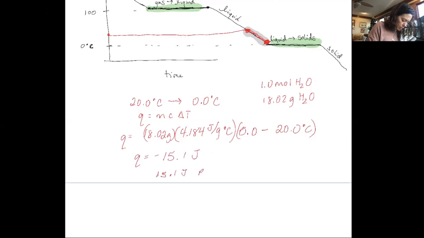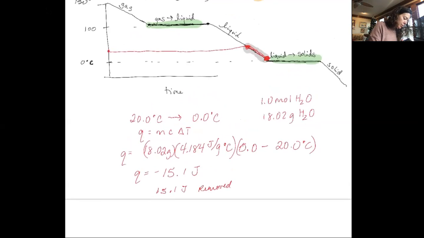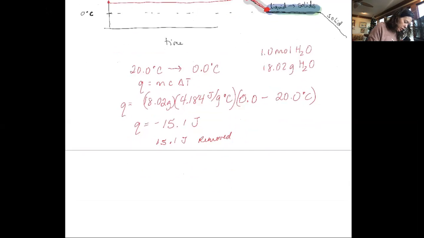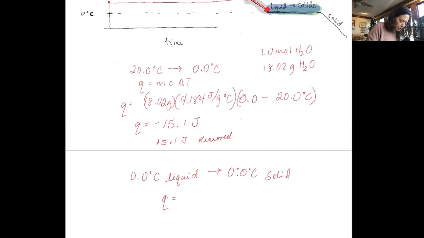15.1 joules removed, right? Now, once we get to the liquid, where we start to go from a liquid to a solid, what we're going to do is go from 0 degrees Celsius as a liquid to 0 degrees Celsius as a solid, right? So we'll say Q equals delta H. Now we're going from liquid to solid, so that would be the fusion, right? And we'll multiply that by the number of moles.